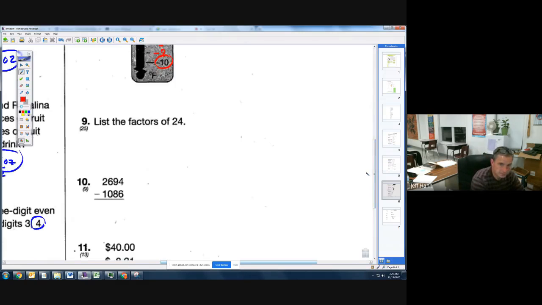List all factors of 24. Factors of 24, I very much encourage you to write those down in pairs so you don't forget one. And we always start with the number 1. 1 is the lowest factor of any number. I'm going to put my 24 over here. 24 is even, so it can be divided by 2.